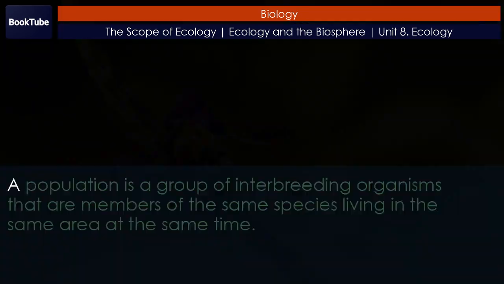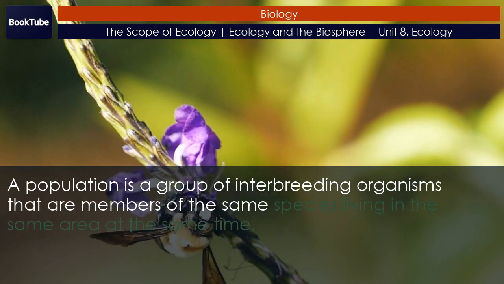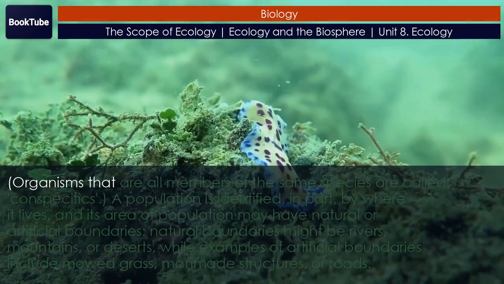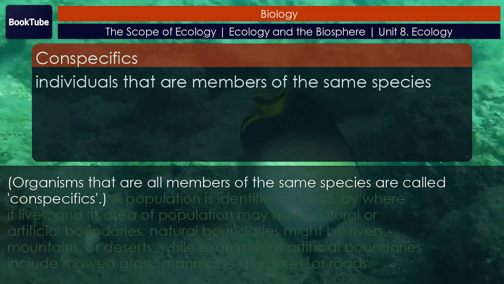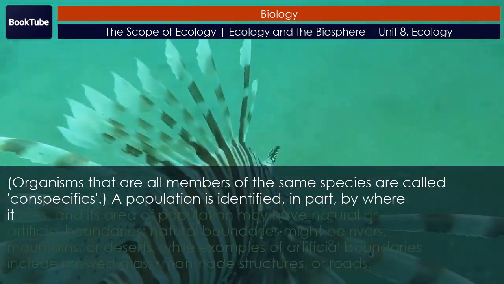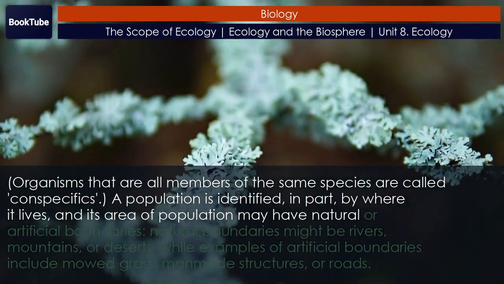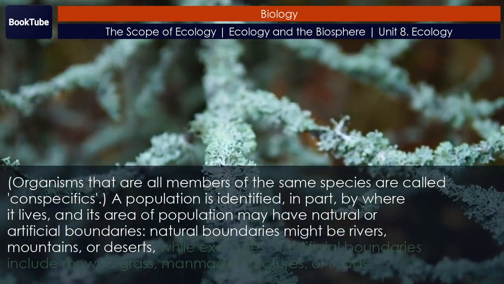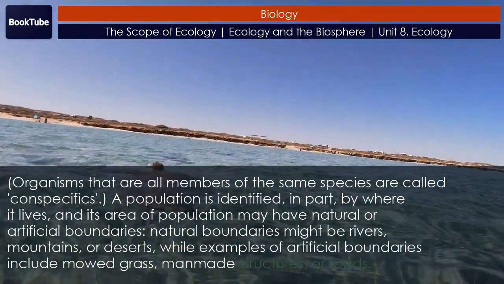Population ecology. A population is a group of interbreeding organisms that are members of the same species living in the same area at the same time. Organisms that are all members of the same species are called conspecifics. A population is identified, in part, by where it lives, and its area of population may have natural or artificial boundaries. Natural boundaries might be rivers, mountains, or deserts, while examples of artificial boundaries include mowed grass, man-made structures, or roads.